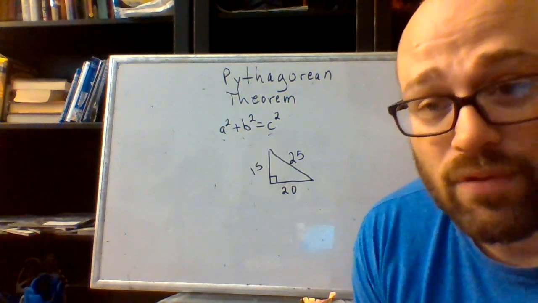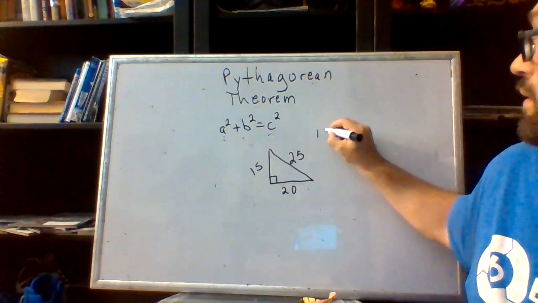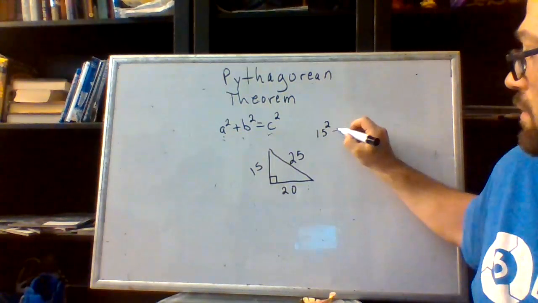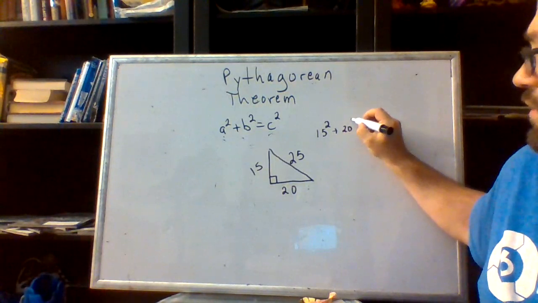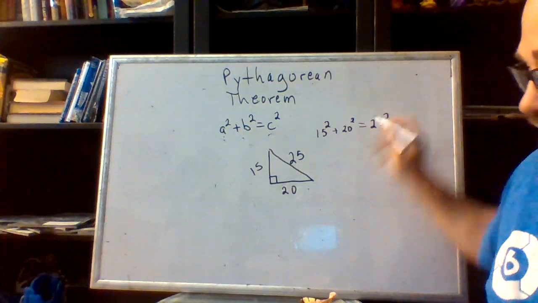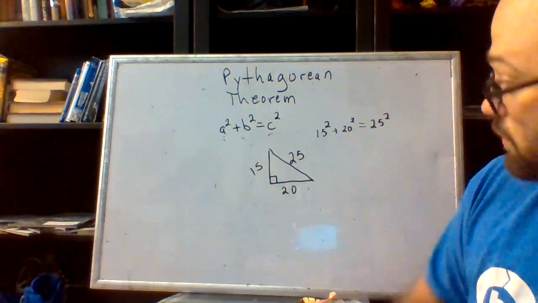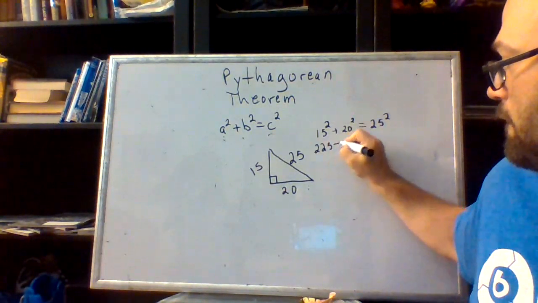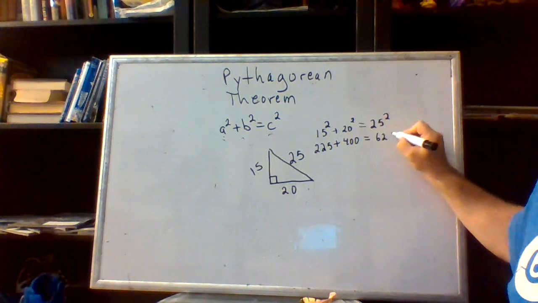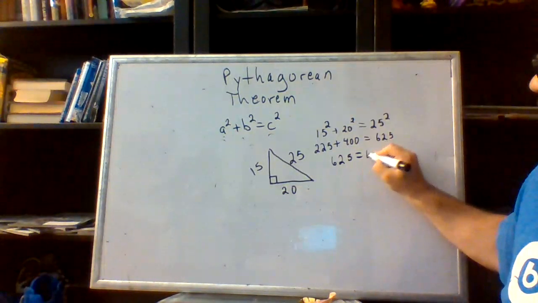So we have to find out and prove if it's true or not. Is this a right triangle? So 15 squared is 225, plus 20 squared. 20 squared equals 400, and 25 squared does equal 625. So we got to square those. All right, so 15 squared, 225, plus 400. And 25 squared does equal 625. So we put these two together, and that's 625 equals 625.